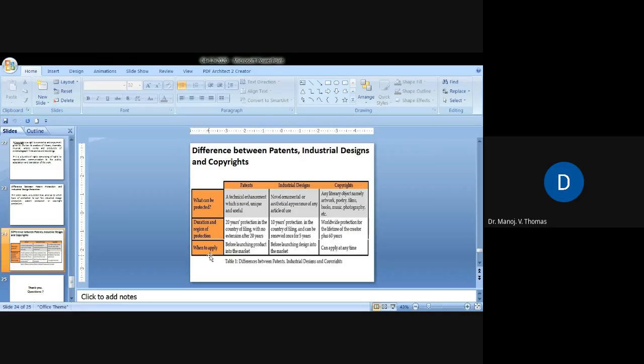So when to apply? Patents: before launching the product into the market, you must apply for patent, not after launching. Industrial designs: before launching the design into the market. Copyright: you can apply at any time. That is the flexibility with copyright. You can apply for copyright at any point in time. So that is the detail of patents, industrial designs, and copyrights.